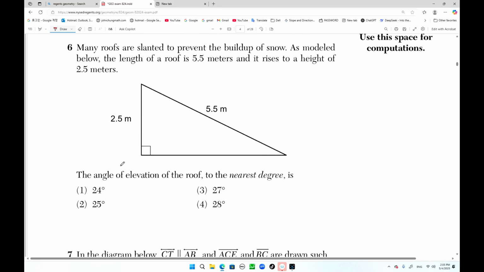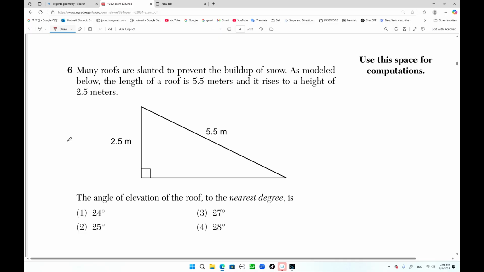All right, number 6. We have two sides given in a right triangle. We're going to find the elevation angle, this one. Tangent? No, sine, right? Yeah, sine theta equals opposite over hypotenuse. So you can use angle theta equals arc sine 2.5 over 5.5. Okay, so you can use your calculator.